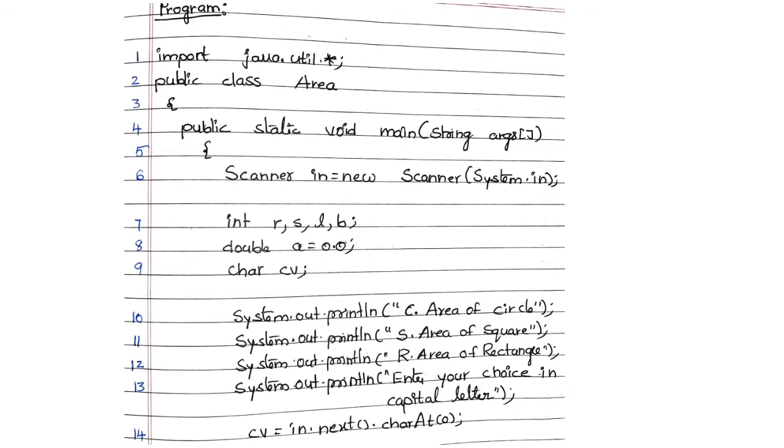And char, I declared this variable under char because in the question they have given C for the circle, S for the square, and R for the rectangle. That's why I declared this variable under char. Now come to statements 10 to 13.